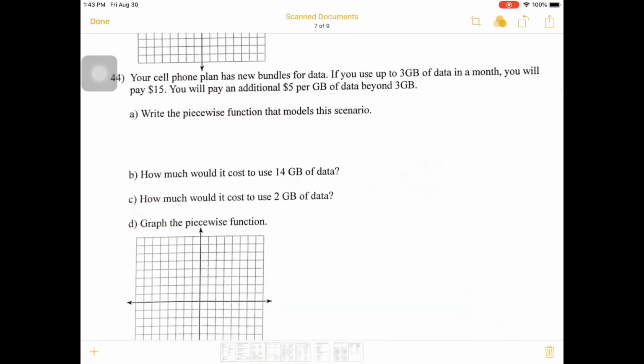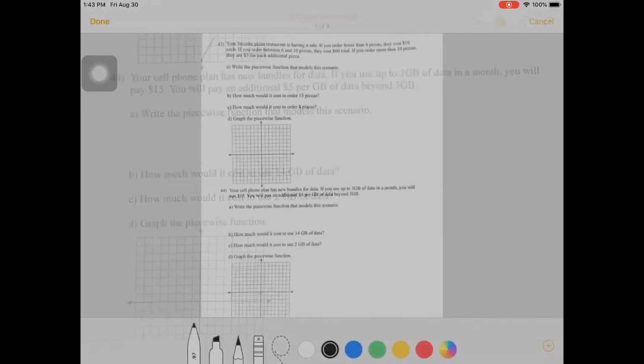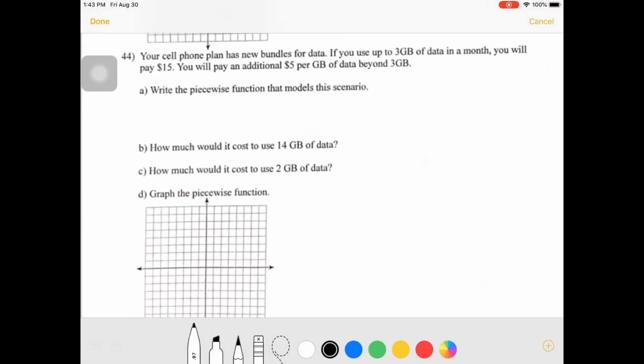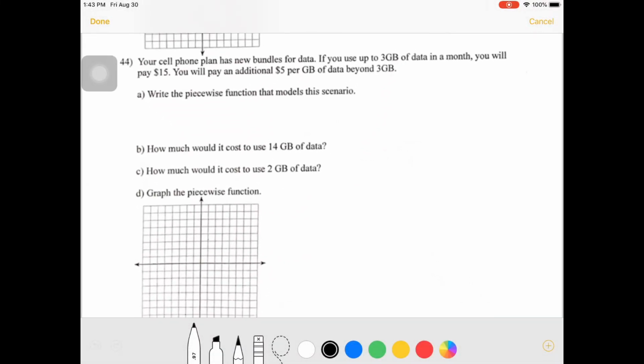On your word problems, they're going to be the same idea, but you're also going to have to set up the equation. I'll walk through writing one of the equations, and then you can take care of doing the graphs. For this one, there are 2 different ways they're going to charge you for your cell phone plan. It's if you use up to 3 gigs, and then if you use beyond 3 gigs.